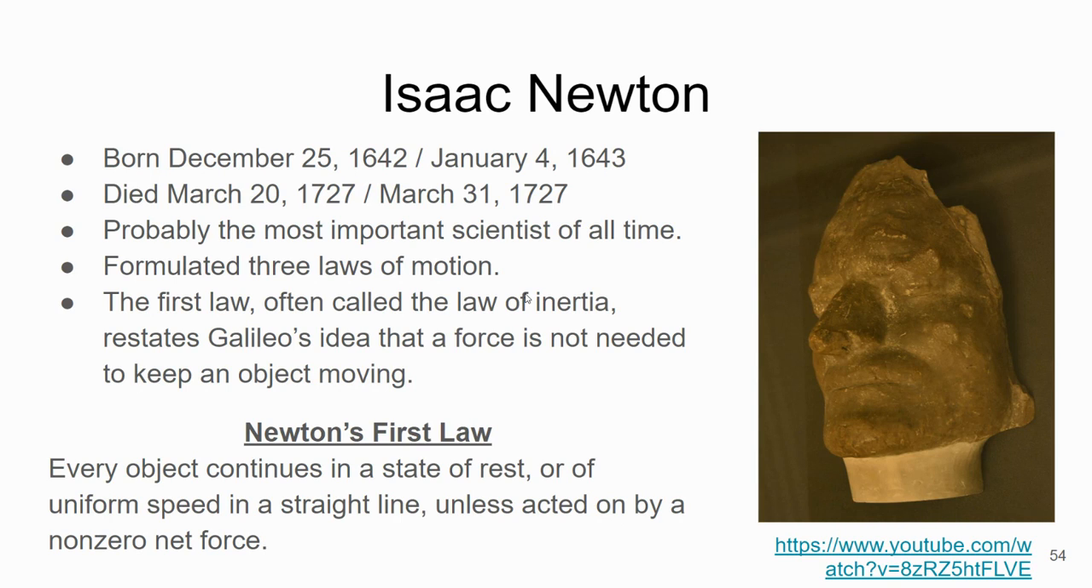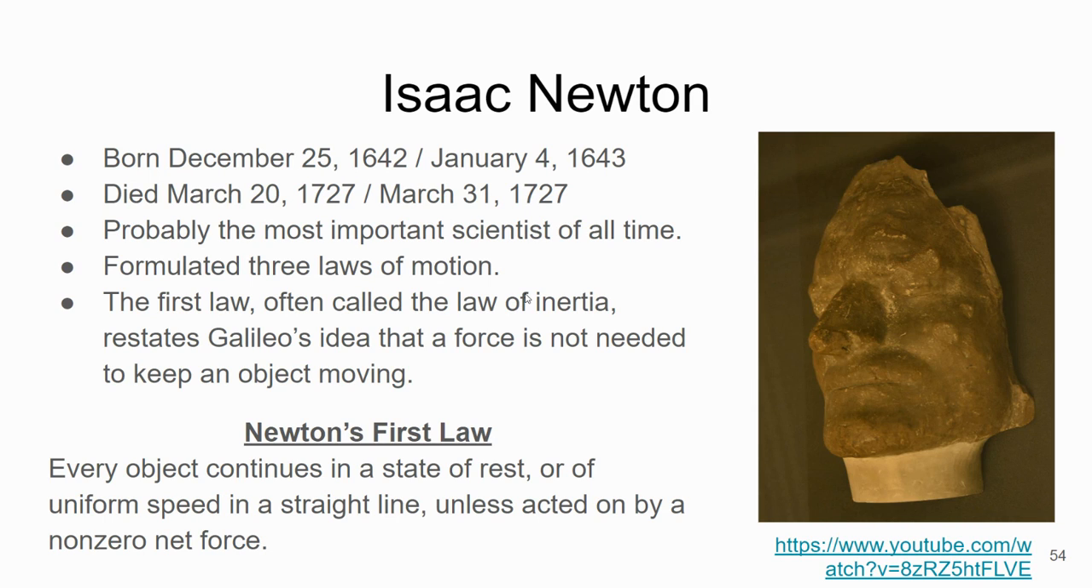Without Newton, we wouldn't have the scientific revolution. We wouldn't have the industrial revolution. And we wouldn't have the modern world. His ideas were that impactful. So he formulated 3 laws of motion, and today we're talking about the first one. So the first law, often called the law of inertia, restates Galileo's idea that a force is not needed to keep an object moving. So Galileo died in 1642. Newton was born the same year, according to some people, or the next year, according to others. Newton came along after Galileo, and he knew of Galileo's idea. And Newton's first law is just restating one of Galileo's ideas.